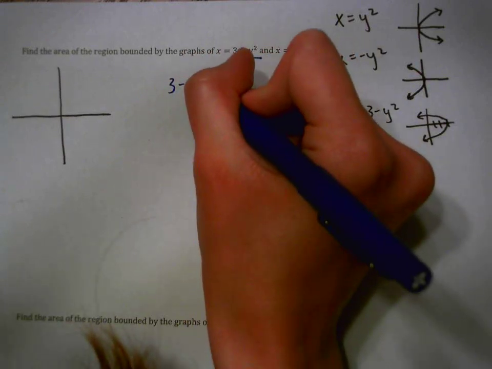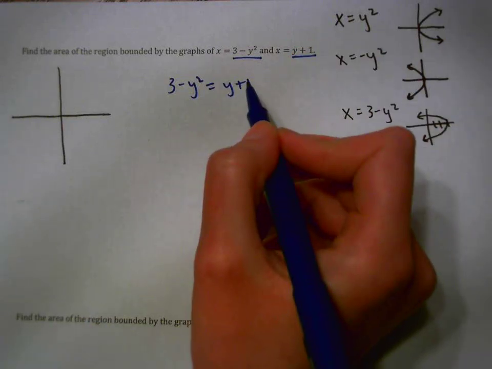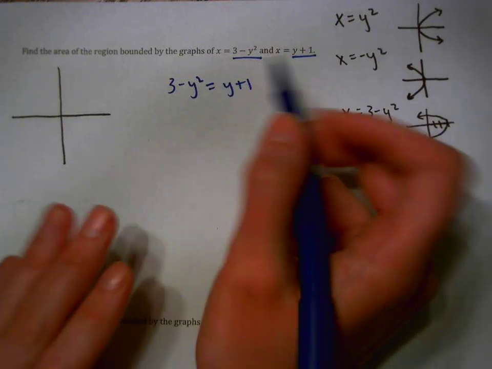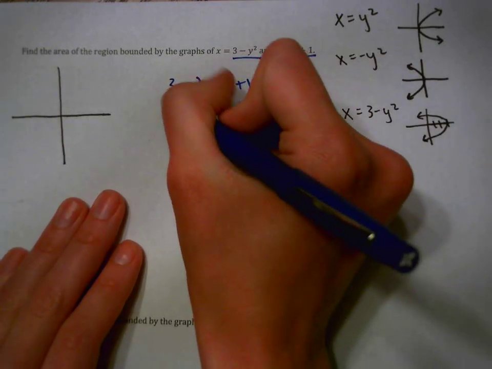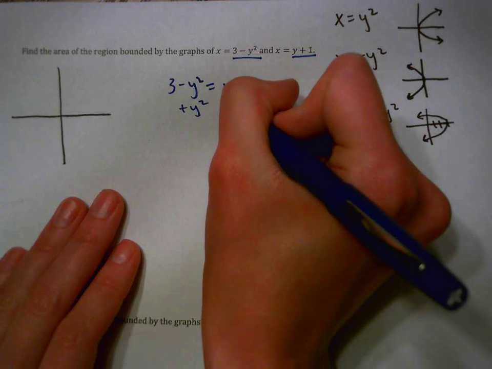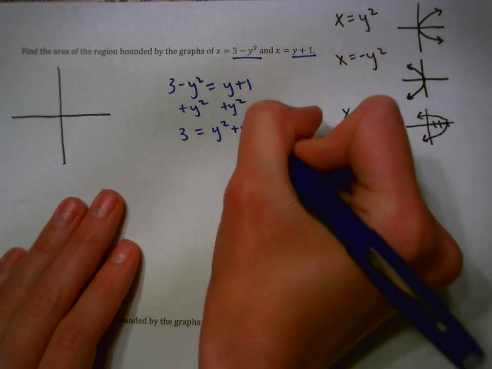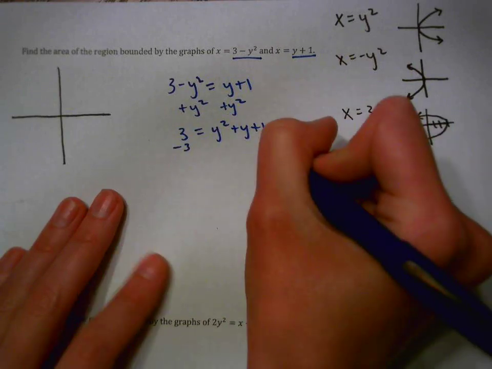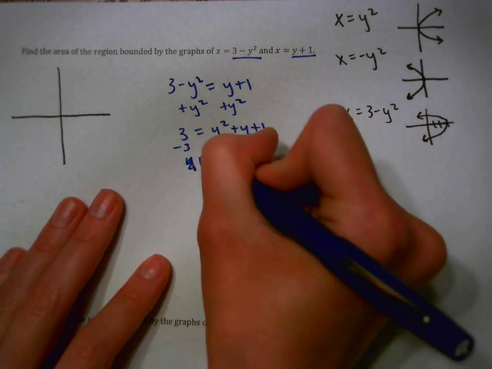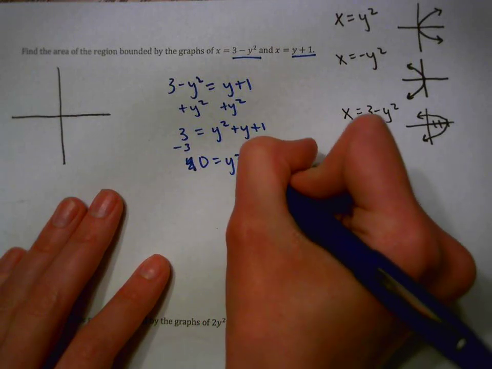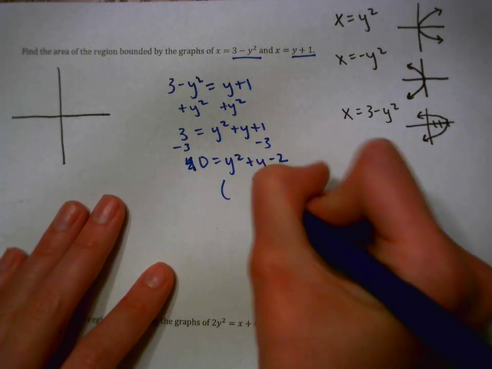So 3 minus y squared equals y plus 1. And so now to solve this, again we see a y squared, so we're going to have to factor, and I want that squared term to be positive, so I'm going to move everything to the right. So add y squared. We're left with 3 equals y squared plus y plus 1. Move over the 3. And we get 0 equals y squared plus y minus 2. Let's go ahead and factor this.